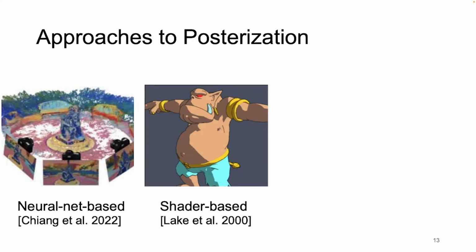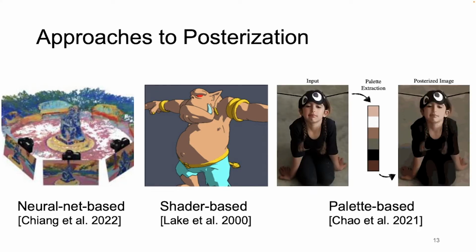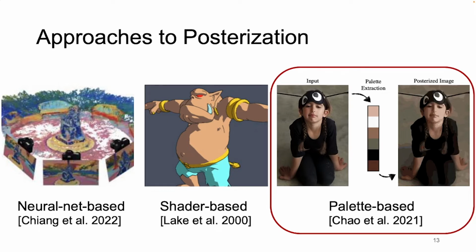Shader-based methods reproduce cartoon-like styles using a tailor-made lighting model known as a cell shader. However, they typically rely on watertight surface geometry or detailed lighting conditions, which are not readily available for visually supervised neural representations. On the other hand, palette-based methods directly work on RGB data of, for example, images and videos. Due to the generality of this method, we focus on extending the palette-based approach to the volumetric radiance fields. So let's first see how the existing palette-based methods work.